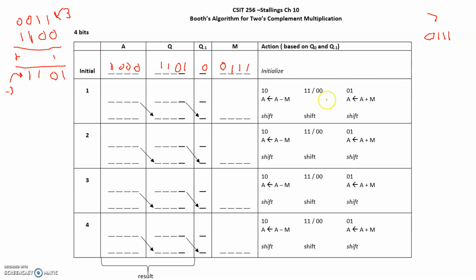Later, if we do get to the point where we're going to have to subtract M, instead of doing the subtraction of M, we can add the 2's complement, the negative of it. So if this is M, then let's flip the bits: 1, 0, 0, 0. That's the flip. And then we add 1.